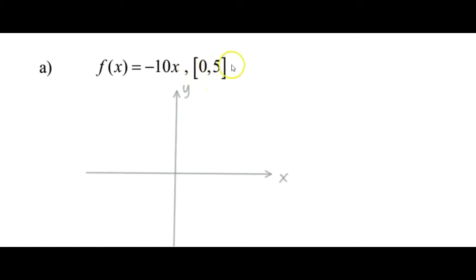All right, moving to the third example, we have f(x) equals negative 10x, and you can see that there is an interval written over here. This means that this is the domain requested by the question. We only want the domain from 0 to 5. So just ignore the domain first.